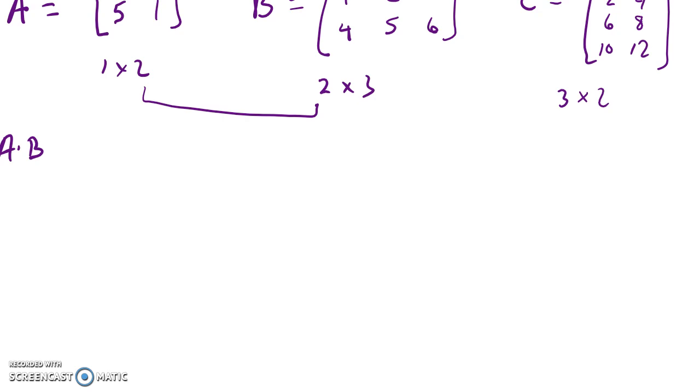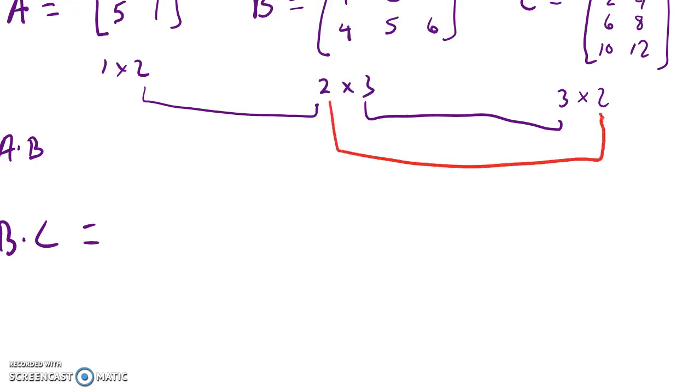If I try to take the 5 and 1 and turn it sideways to match this column over here, 2, 6, 10, there wouldn't be enough numbers. We can multiply B times C because the 3 here matches the 3 there. So real quickly, I'll show you what that looks like. So B times C, if I do that, I will end up with a 2 by 2 as my answer because I'm going to take these 2 rows times those 2 columns.